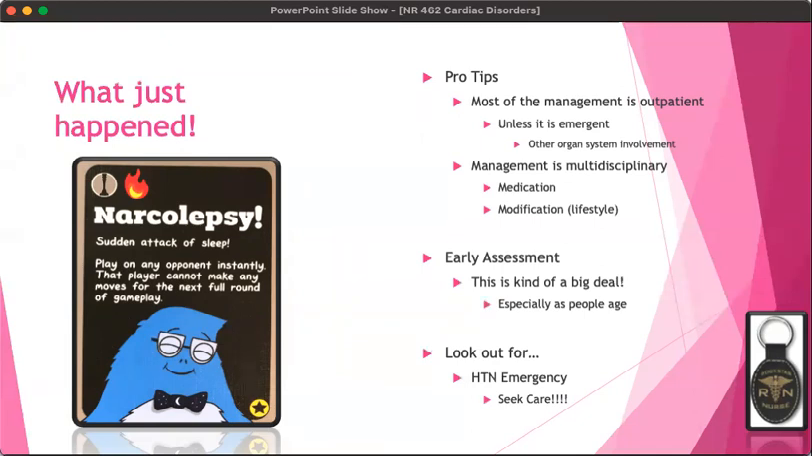Management of this is multidisciplinary. So there's the medication side that physicians are going to help us to manage, but we're going to need to track what the response is to those medications for patients, and also lifestyle modification. So activity, diet, exercise, that kind of stuff.